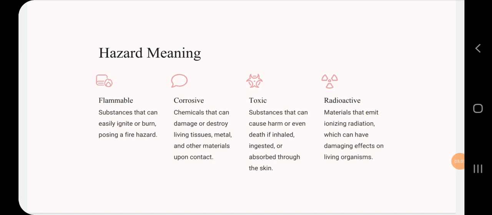Toxic: substances that can cause harm or even death if inhaled, ingested, or absorbed through the skin. Radioactive: materials that emit ionizing radiation, which can have damaging effects on living organisms.